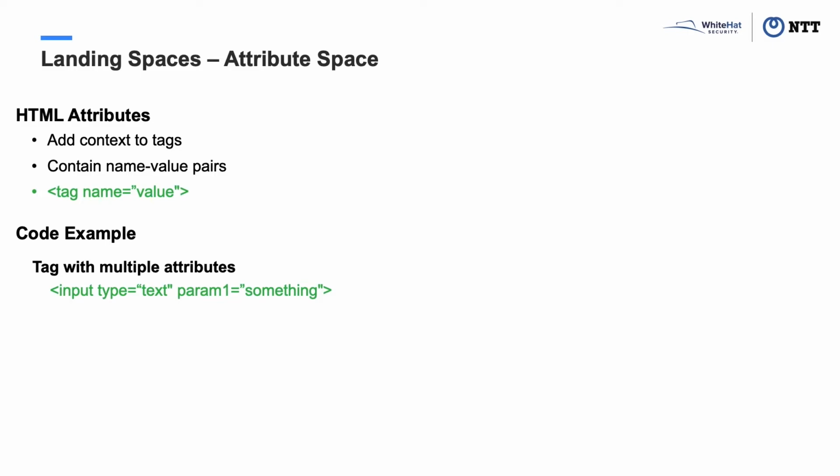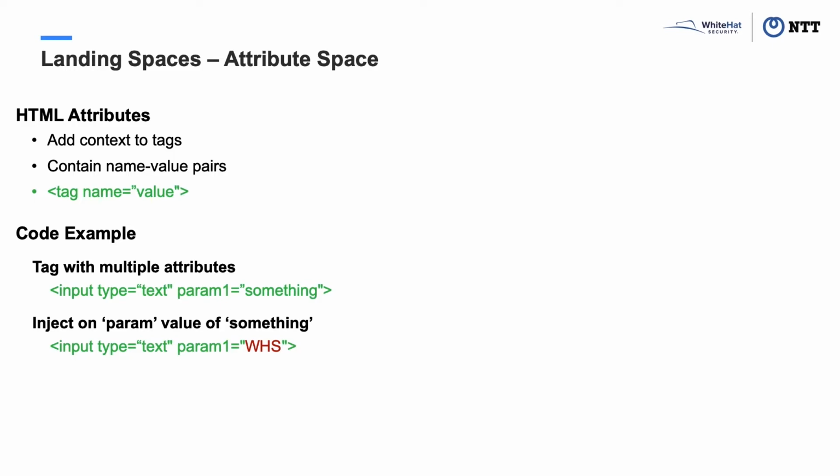Now let's move on to the second landing space, attributes. HTML attributes are the name-value pairs that exist within an HTML tag. The attribute information is always defined within the starting tag, and all HTML tags can have attributes. As an example, here's an input tag with two attributes. One is the type being set to text, and the other is an arbitrary parameter named param1 with a value of something. After testing, we find that the something value can be injected upon with whatever input we choose.